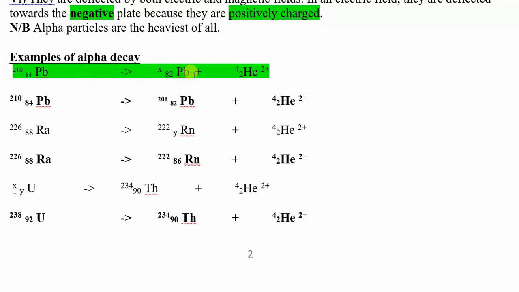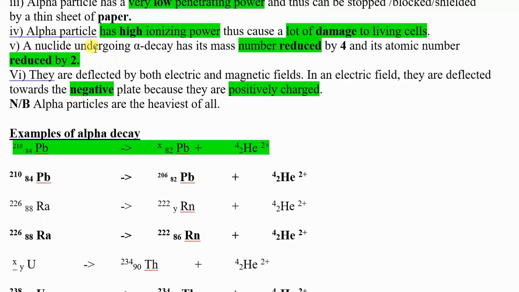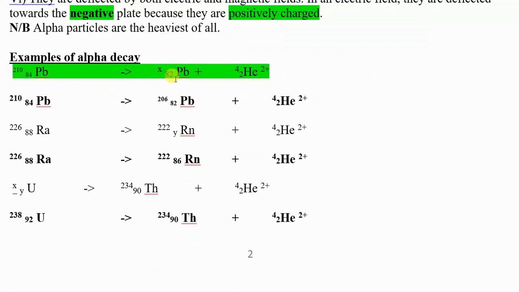So what has happened? Because it is alpha, a nuclide undergoing alpha decay has its mass number reduced by 4 and atomic number reduced by 2. Now look at this equation. The mass number we don't know, but the atomic number has reduced by 2. So 84 minus 2 is 82. So what do you expect the mass number to do? 210 minus 4, here we will have 206, and that is now the answer.